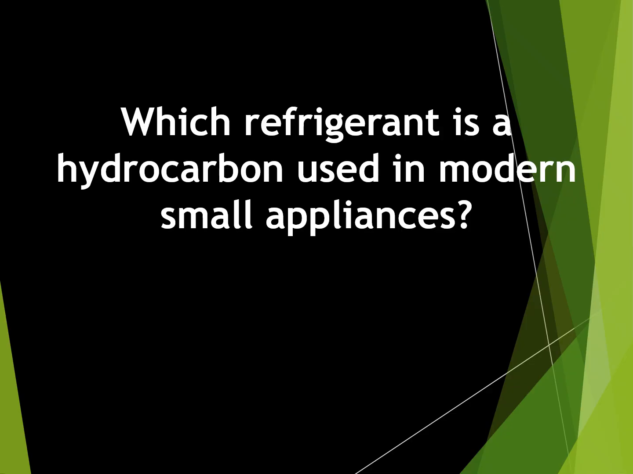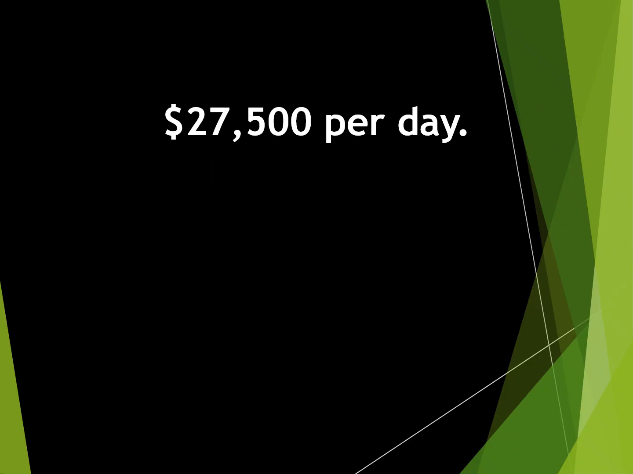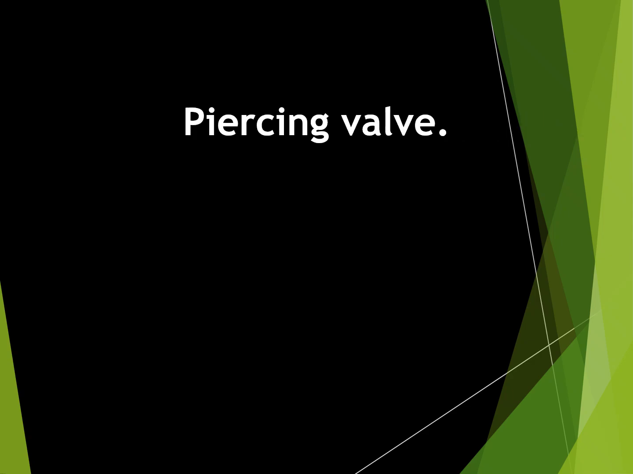Which refrigerant is a hydrocarbon used in modern small appliances? R600A. EPA fine for knowingly venting refrigerant. $27,500 per day. Required tool when opening a sealed system. Piercing valve.